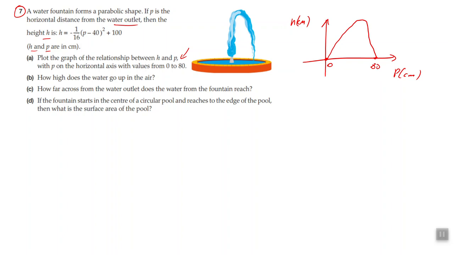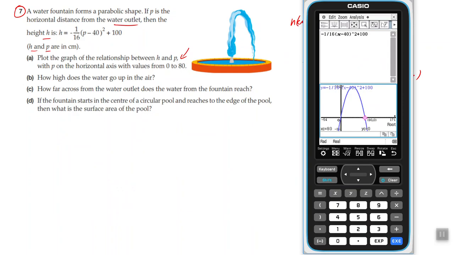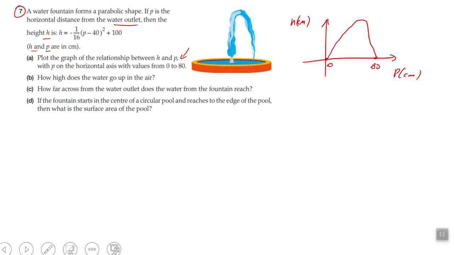So I've labelled both my x-intercepts, and my turning point, if I refer to the graph, I'll have to go Analysis, G-Solve, and Maximum. So 40, 100 is my turning point. So this place is 40, 100. Okay, so I've plotted the graph. I've labelled my axes. That's all I need to do.